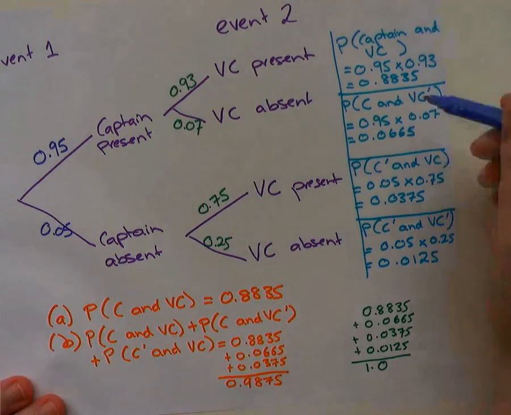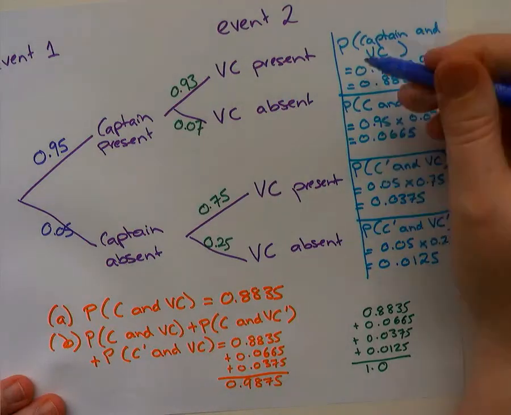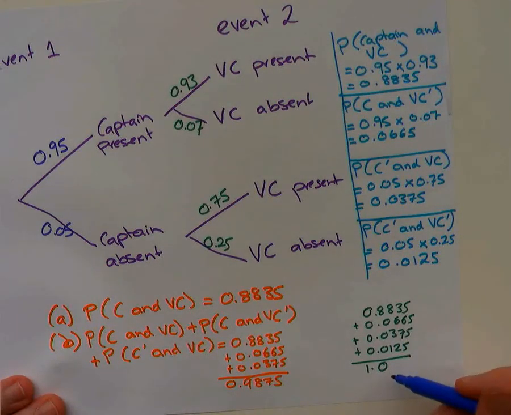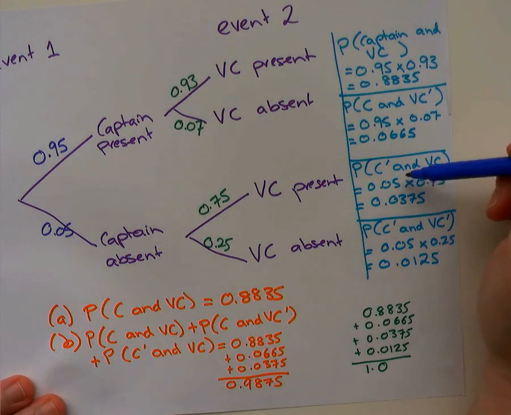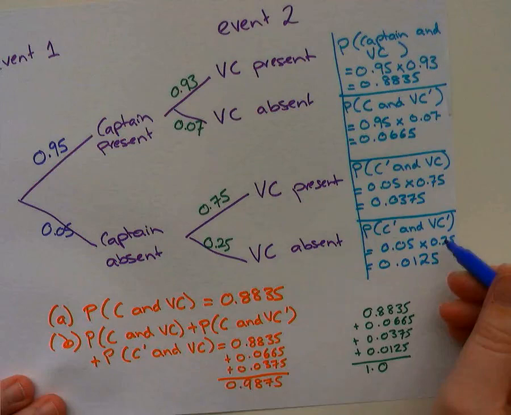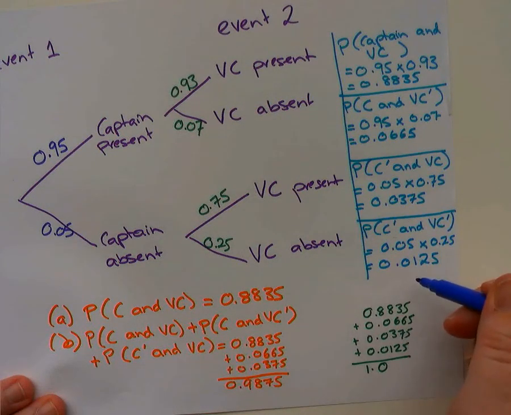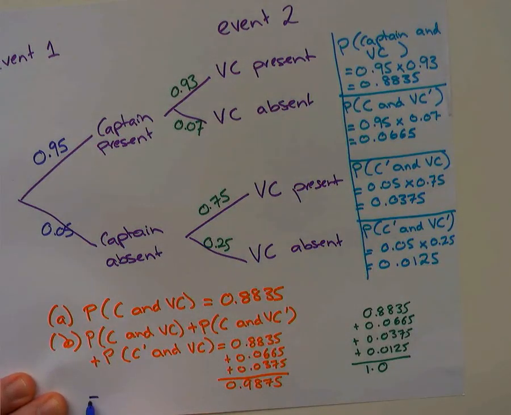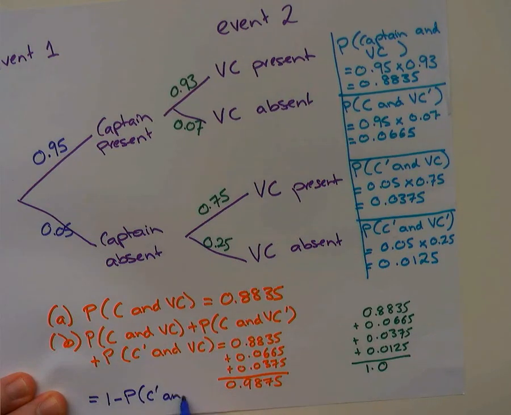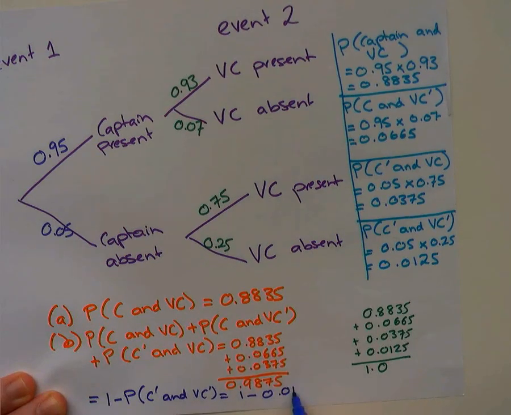Now there is an alternative way that I could have done this particular one. I know that all of those four combinations have to add up to 1. And because they've all got to add up to 1, I could add those three, or I could say, well, all of them together is 1, take away this one, will leave me with that probability added together. So this is also the same as saying 1, take away the probability the captain's absent and the vice captain is absent. So 1 take away 0.0125 is going to give us the exact same answer of 0.9875.